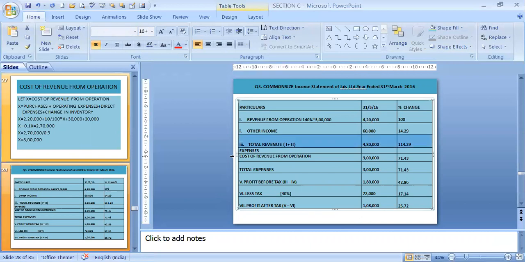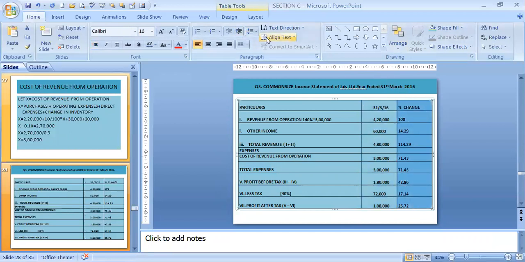Then expenses, only one item we have taken. If we take the other 4 items, then also we will be getting 3 lakhs only, as I have shown in the last sum. Total expenses is 3 lakhs. Revenue minus total expenses is profit, that is 4,80,000 minus 3 lakhs is 1,80,000. Then tax, which is 40% of 1,80,000 on profit, is 72,000. Then profit after tax is 1,80,000 minus 72,000, that is 1,08,000.